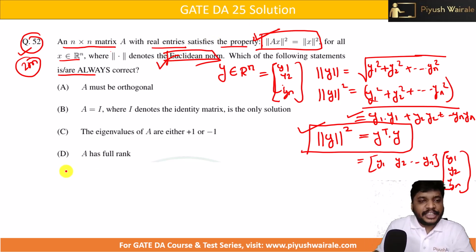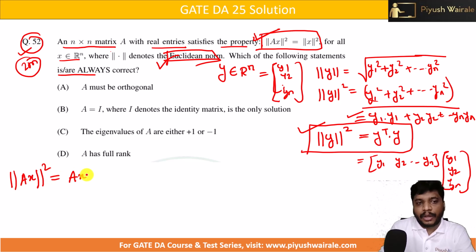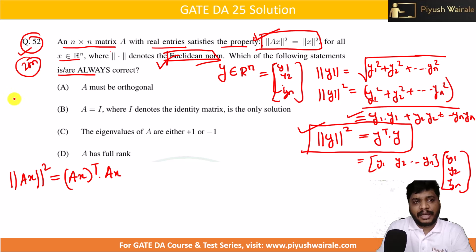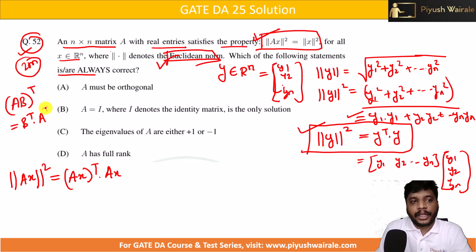Now let's take the given statement. Here we have the Euclidean norm of AX. How can we write this? Can we write this as (AX) transpose into AX? Yes, obviously. Now, what's the property of transpose here? Let's say A and B are two matrices. If we take the transpose of their product, that is equivalent to B transpose into A transpose. You have to remember these properties.